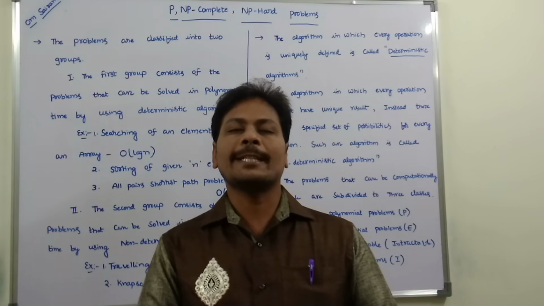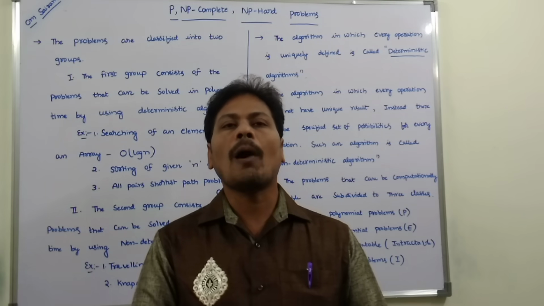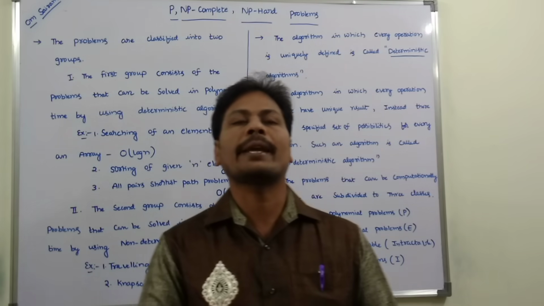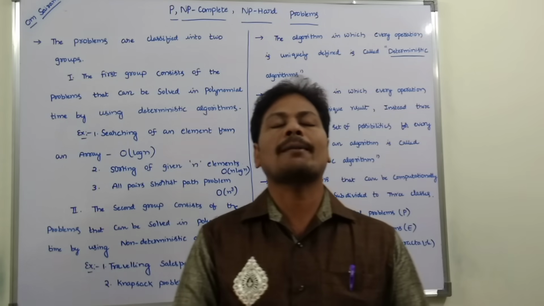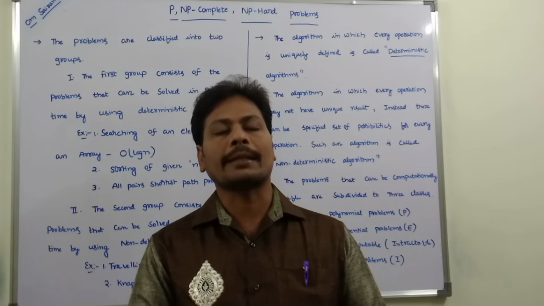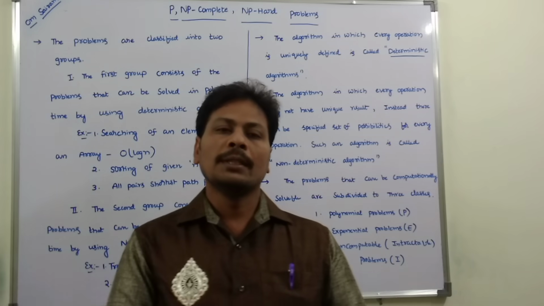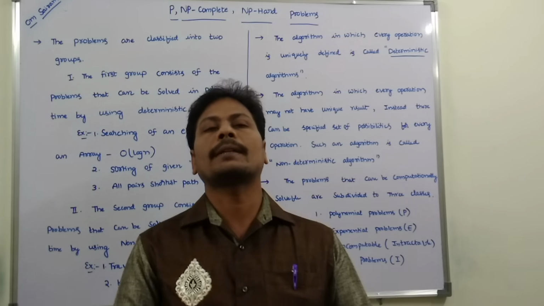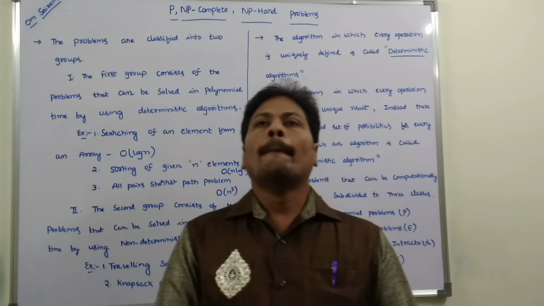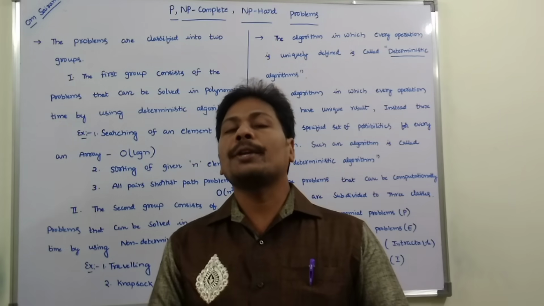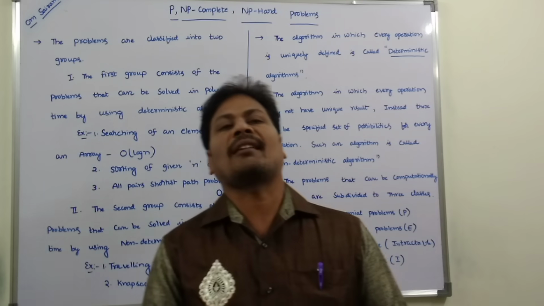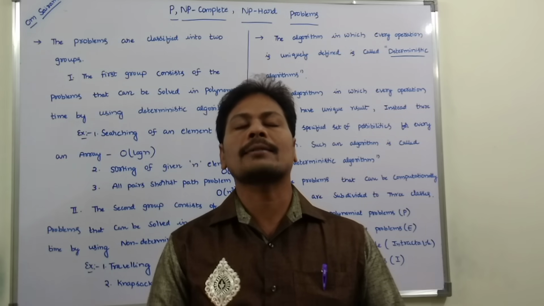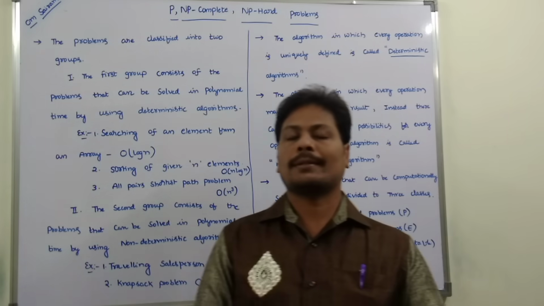So we have to solve these problems within polynomial time. Then we can say that these problems are called polynomial time problems. Next, the second group consists of the problems that can be solved in polynomial time by using non-deterministic algorithms. That type of problems are called exponential time problems.